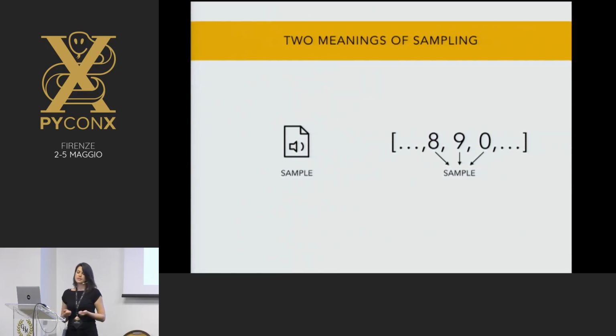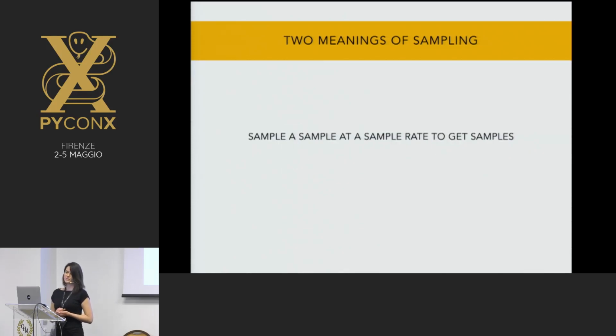So sometimes we'll be sampling a sound on a sampler to obtain a sample, or we're going to be sampling a signal to obtain audio samples. So yes, we can sample a sample at a sample rate to get samples. I'm sorry. And for the purpose of this talk, I think from now on I'll try to refer to this sample on a sampler as an audio file, so that we don't get confused. And samples are going to be numbers in an array.